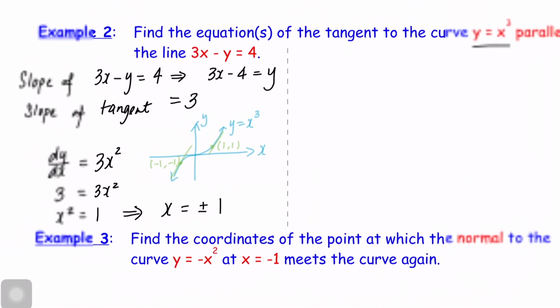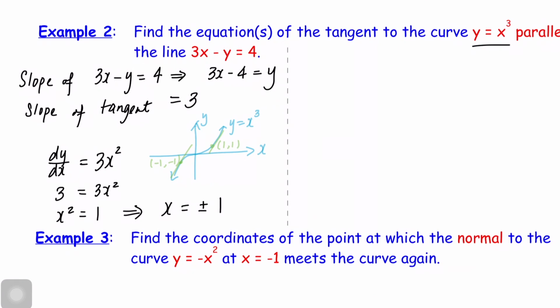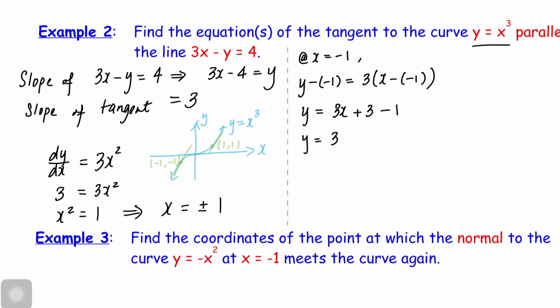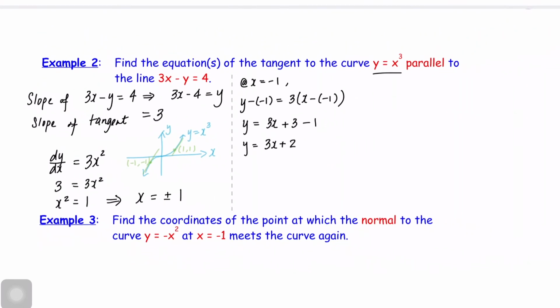Okay. So that's good. So at x equals -1, we can say that the equation of the tangent is y minus -1 equals 3 times x minus -1 using point slope form. So 3x plus 3, this is plus 1, so minus 1. So we have 3x plus 2. That's the first equation.